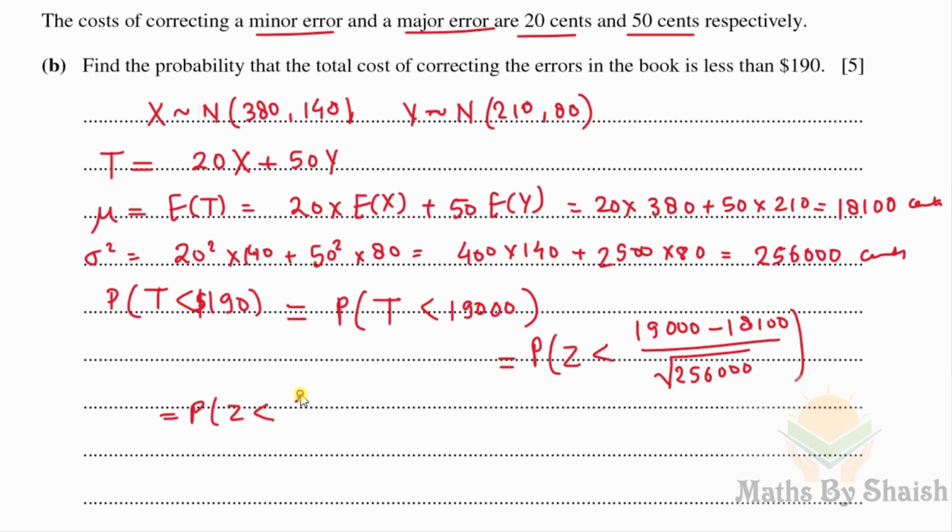Now we calculate this value, and it is 1.779. We find this value from the distribution table, and since it is phi of 1.779, from the distribution table it is 0.9624, so to 3 significant figures this probability is 0.962. That's the answer, and that was the last question of this paper. So that's it for this video. Thank you so much.